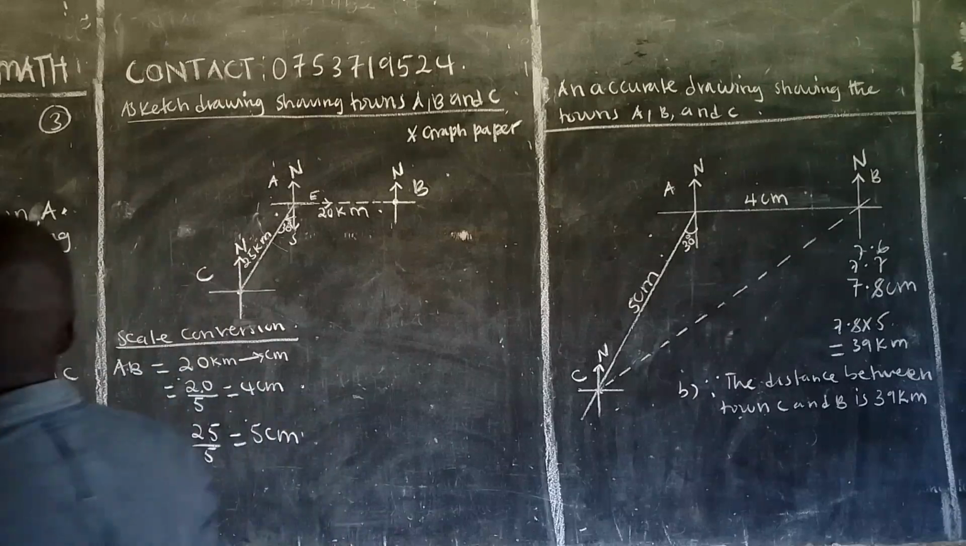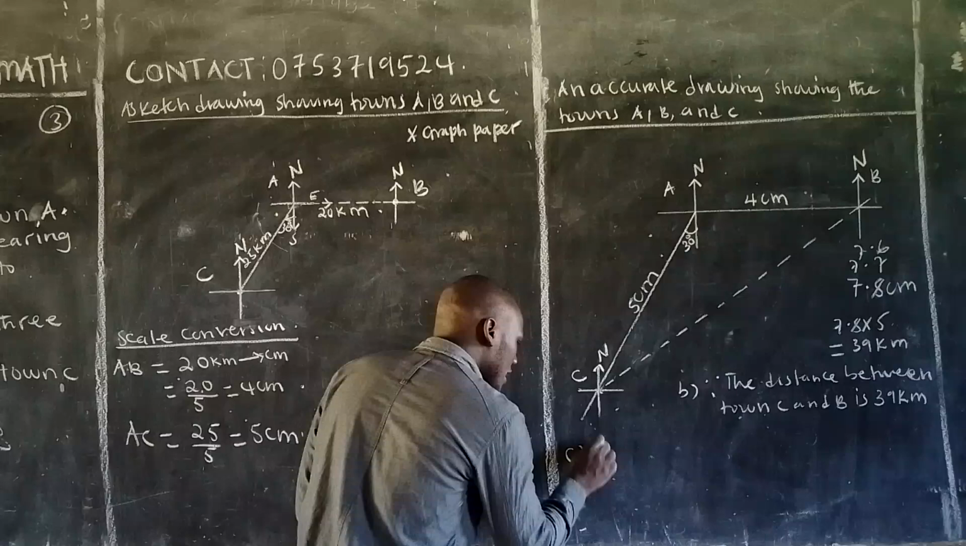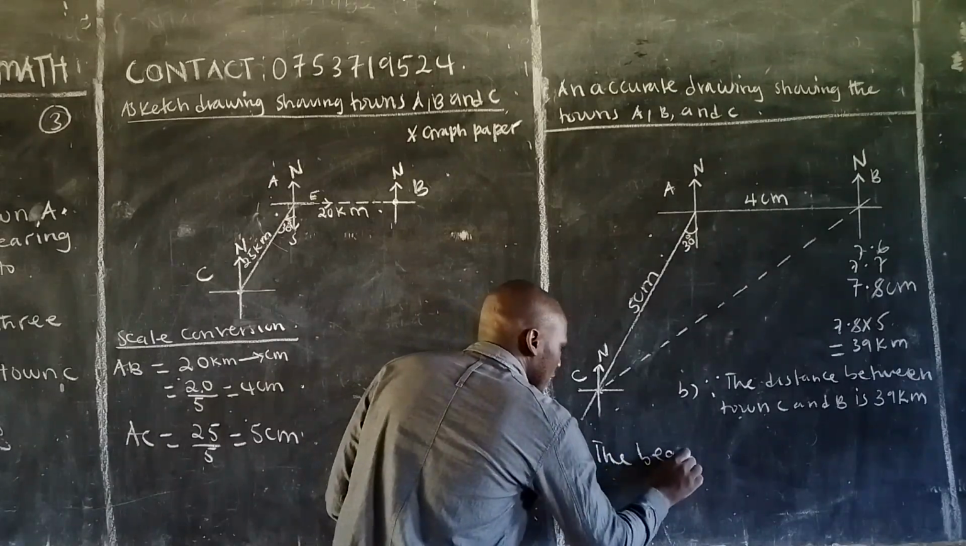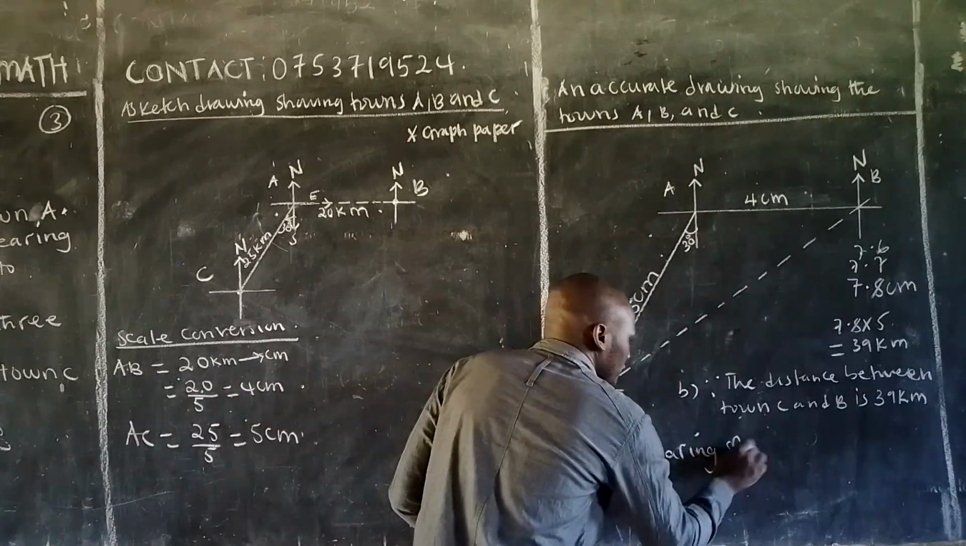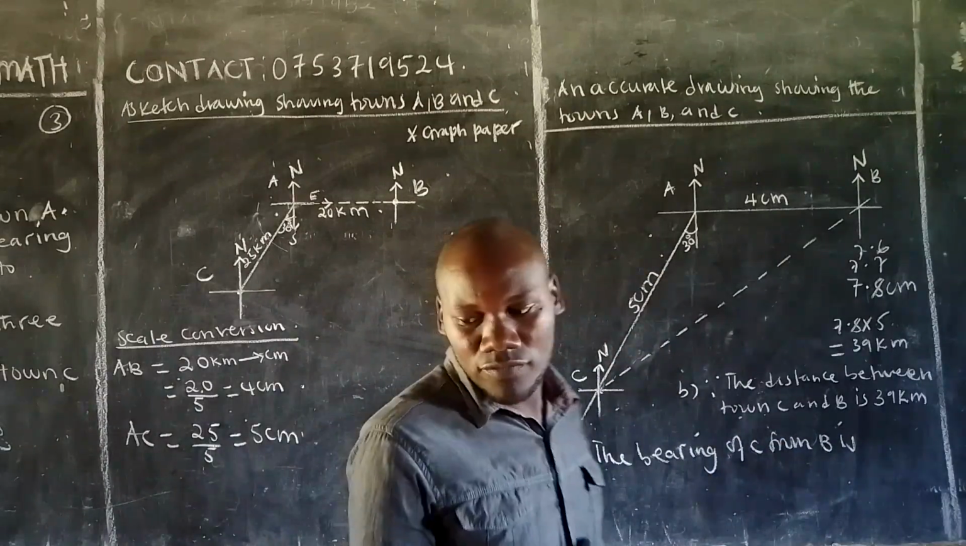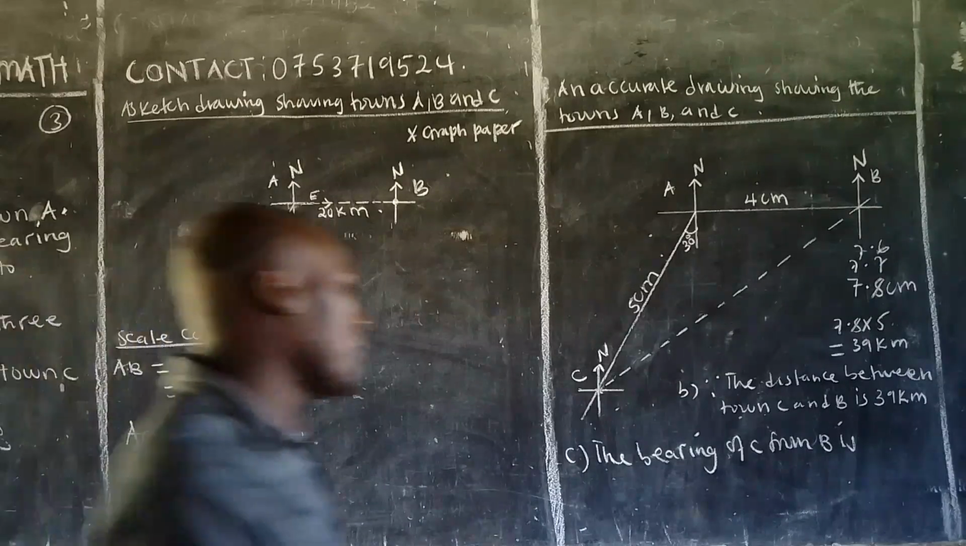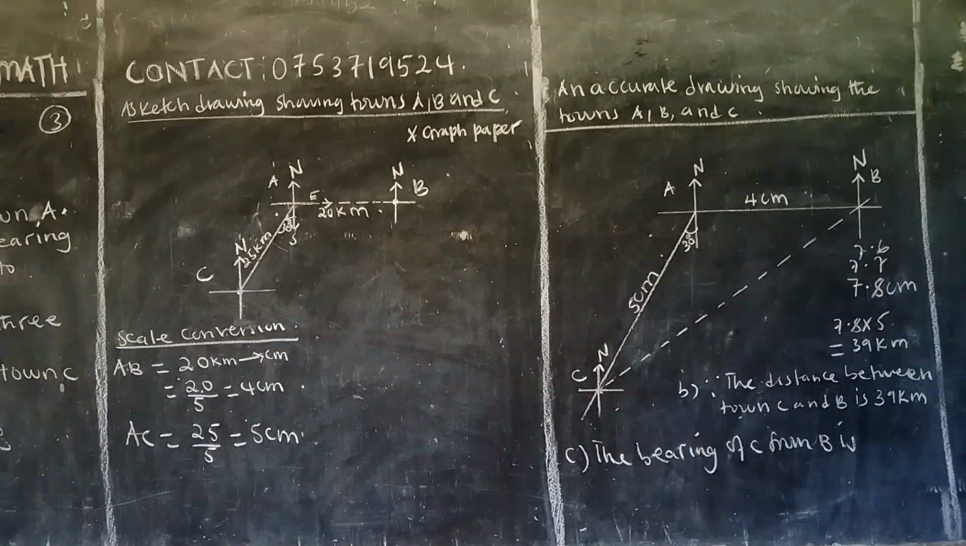Now part C, they're saying, find the bearing of C from B. So now here we say, the bearing of C from B is, I told you. Whenever they ask for a direction, bearing, course, all those words mean the same thing. What you're meant to do is, they want the bearing of C from B. So from B, you stand at B, then you look for where C is.